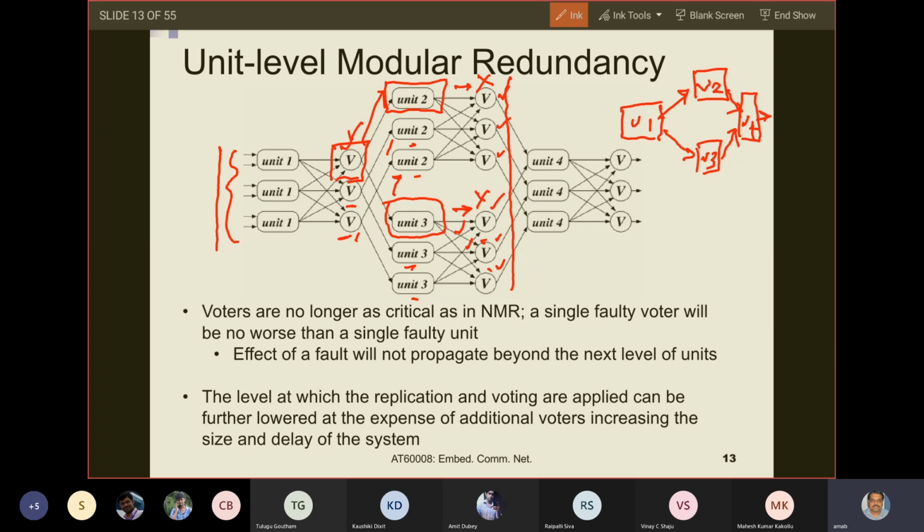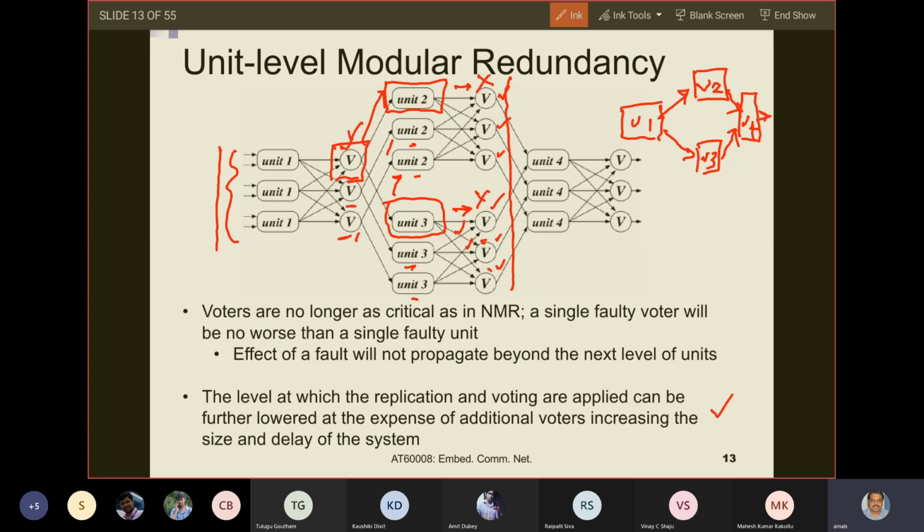The level at which the replication and voting are applied can be further lowered at the expense of additional voters, increasing size and delay in the system. So what is this point saying? This point is saying that yes, fine, we saw that we could increase reliability. Instead of taking unit 1, unit 2, unit 3, I can go deeper and find the subcomponents within unit 1, subcomponents within unit 2, subcomponents within unit 3, and then apply this same NMR strategy at a deeper level.